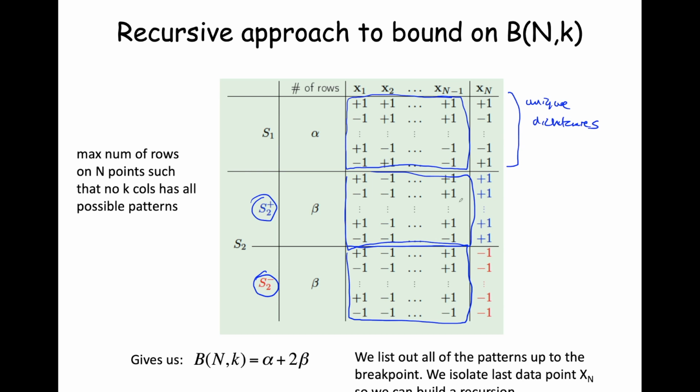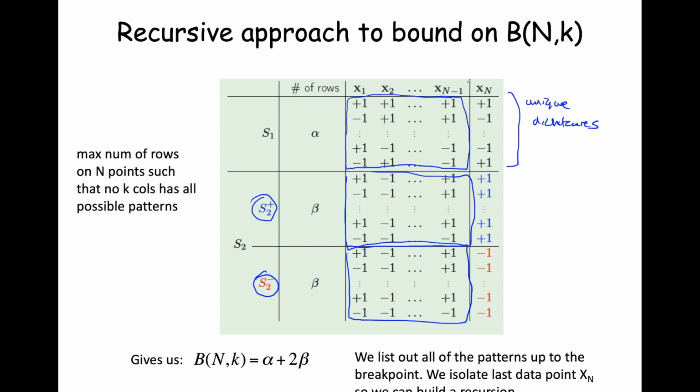And so for the S2 plus dichotomies in that set, the nth position is going to be a +1. And for the S2 minus, they're going to have an nth position for their dichotomy that is a -1. But everywhere else, for the first through the n-1th position, all of the dichotomies in set S2 plus and S2 minus are going to be the same.